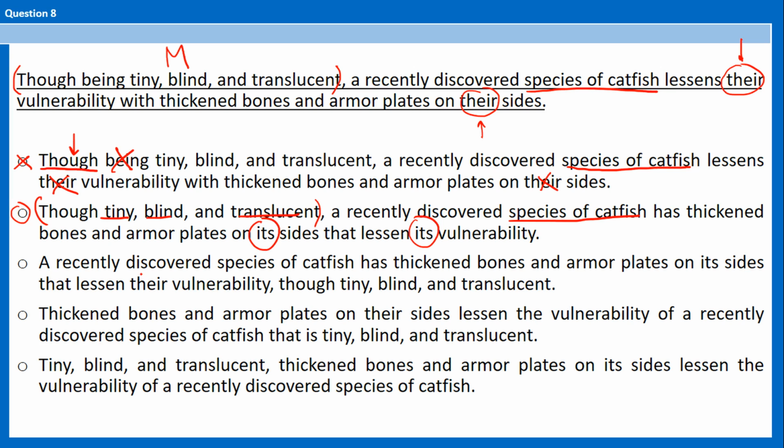In C you have a recently discovered species of catfish has thickened bones and armor plates on its sides that lessen their. Okay, that's wrong. 4. Thickened bones and armor plates on their sides. There is wrong. Tiny, blind, and translucent is describing thickened bones and armor plates when it should describe the species of catfish. So the only possible choice is B. So it is a species, okay, and that's singular.